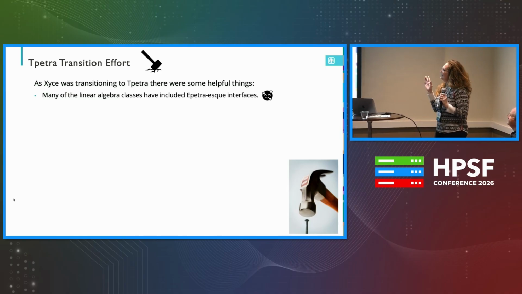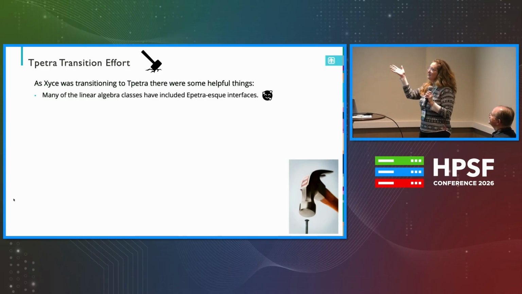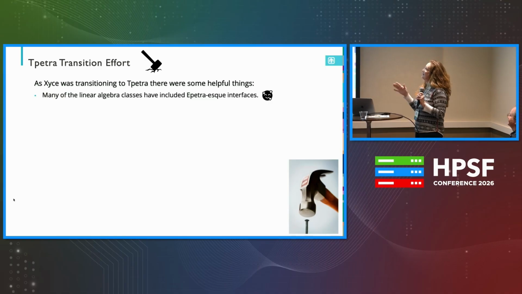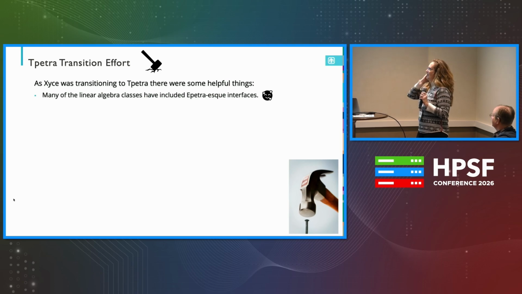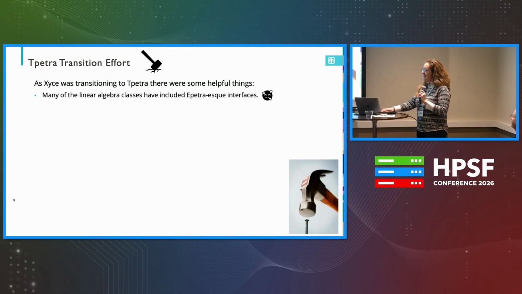Okay, so transitioning, there were helpful things. Many of the interfaces were Petra-esque, yay. And in fact, props to the T-Petra team. I think they went through great pains to keep some of the interfaces more ePetra-esque, passing raw pointers and things, more than I expected. There was a lot more effort in doing that, in making the transition easy for people. So I did appreciate that.